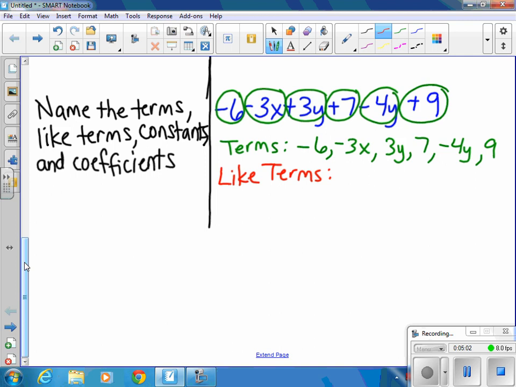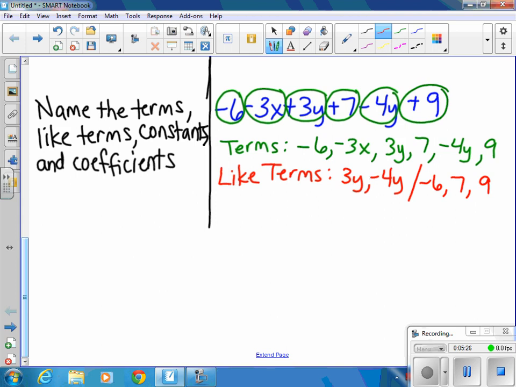So if you look at this problem, we have positive 3y and negative 4y. Those two terms are like each other because they both have y's, right? But then there's another group. There's negative 6, positive 7, and positive 9. Those three numbers are all like each other because they do not have variables. There is nobody like the term negative 3x because there's nobody else with an x in it. So there's your two groups of like terms.